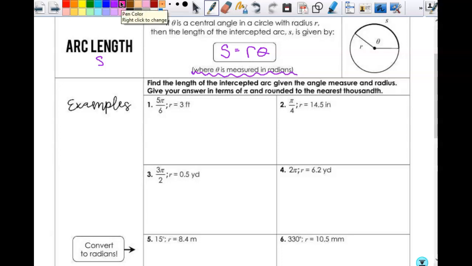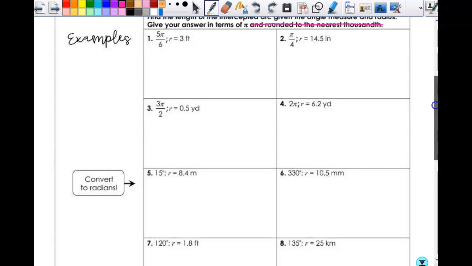It says, find the length of the intercepted arc, given the angle measure and radius. Give your answer in terms of pi, and then we're going to mark out "rounded to the nearest thousandth." Just in terms of pi. Okay? So that's why we didn't get a calculator today. So we have 5 pi over 6, we have an angle, and we have a radius. So our formula is s equals r times theta. It's just very simple to do s equals 3 times 5 pi over 6. Then, of course, we would reduce 3 into 6 so that I get s is equal to 5 pi halves. And what would the units be on that?